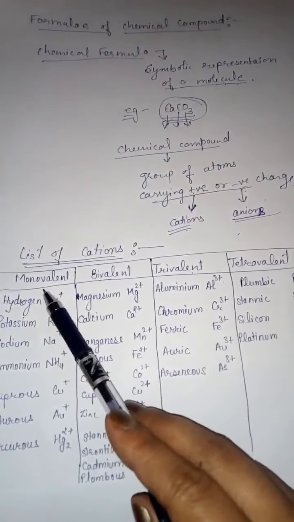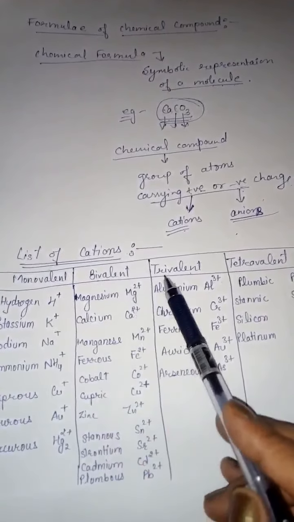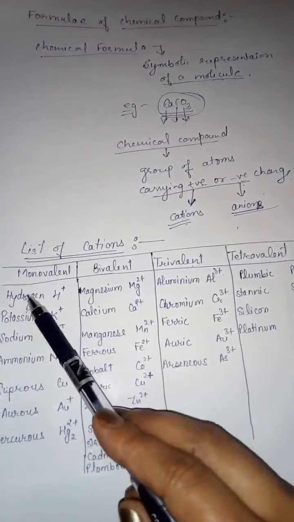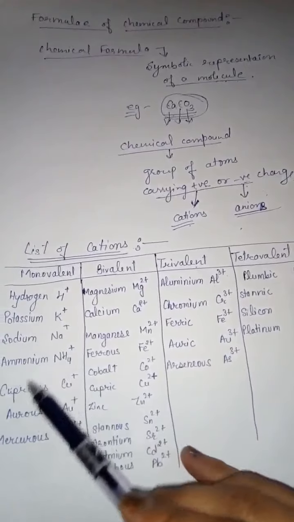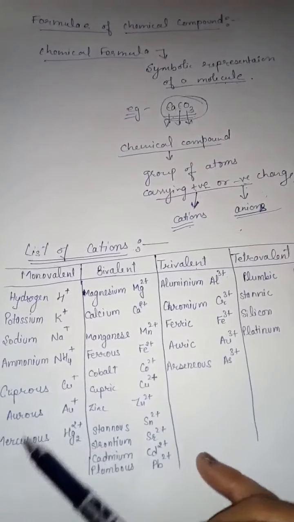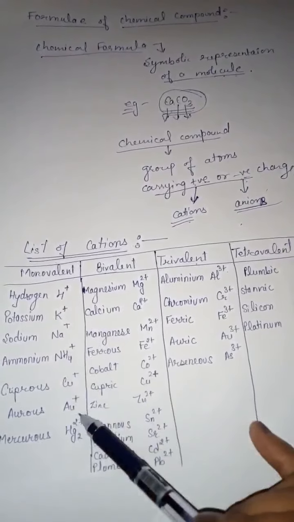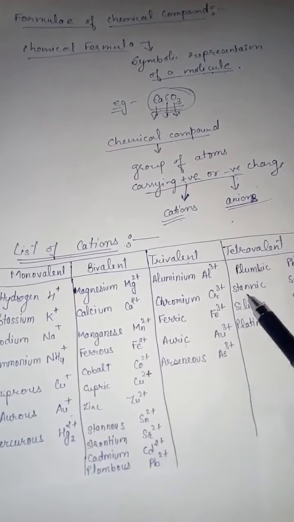A list of a few cations I have written here: monovalent, bivalent, trivalent, tetravalent. Mono means single, having single valency. Bivalent means double. Tri means triple. Tetra means 4. So hydrogen H+, potassium, sodium, ammonium, cuprous, aurous, mercurous, they are monovalent. Bivalent are given here, trivalent, tetravalent.